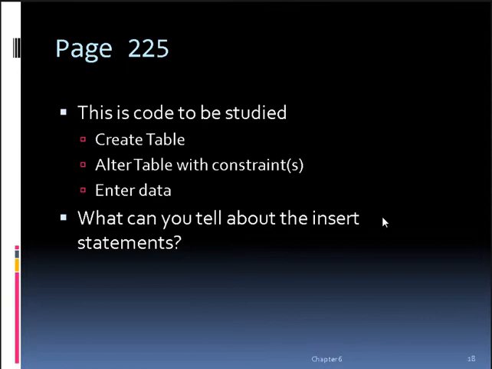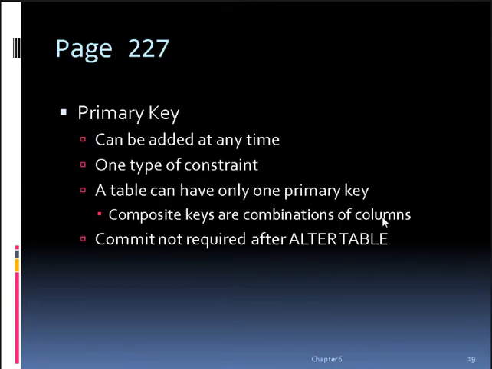Let's take a little closer look at primary keys. Remember, we said earlier this evening that they could be added at any time. It's just one type of constraint that we can assign against an Oracle table. And also keep in mind that a table can have only one primary key.